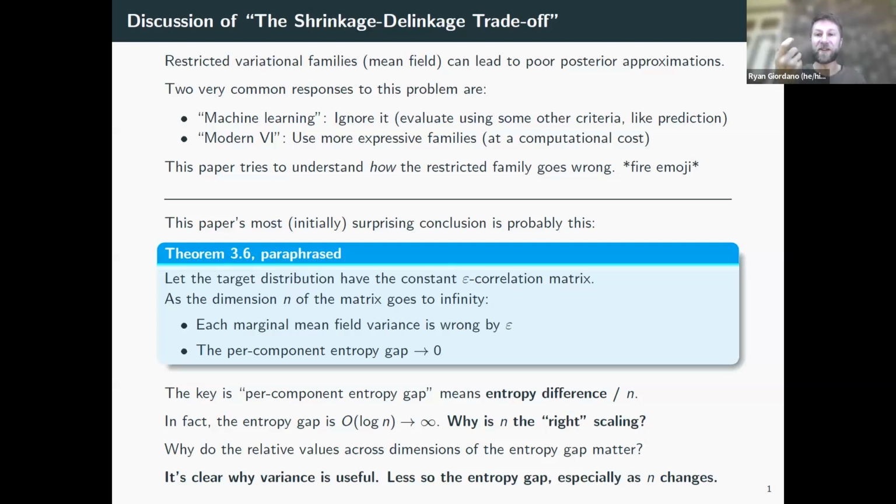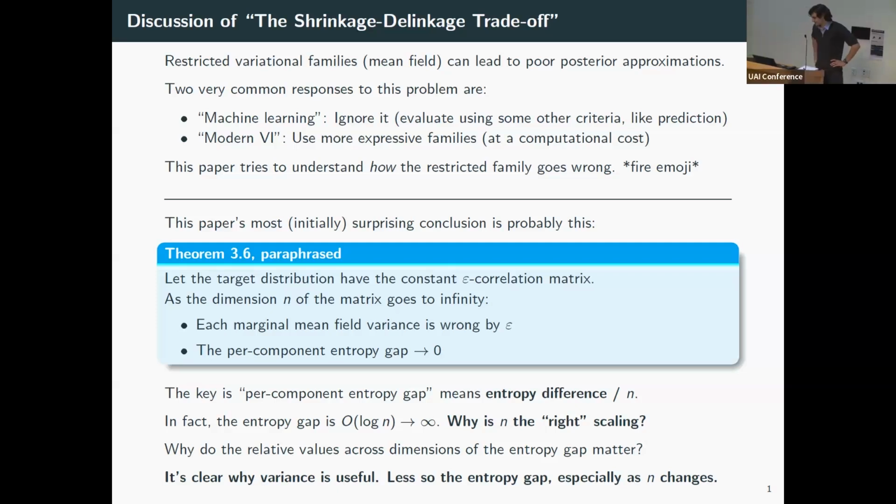This is an instance of this disconnect between what we actually care about when we do Bayesian inference, which is usually the posterior marginal for a small number of dimensions, and what we're actually trying to optimize, which is this KL divergence, which again we do for computational convenience, but which may not represent what we actually care about. With that, I commend the authors for this amazing paper. And Charles, if we have time, I would love to hear what you think about this comment.